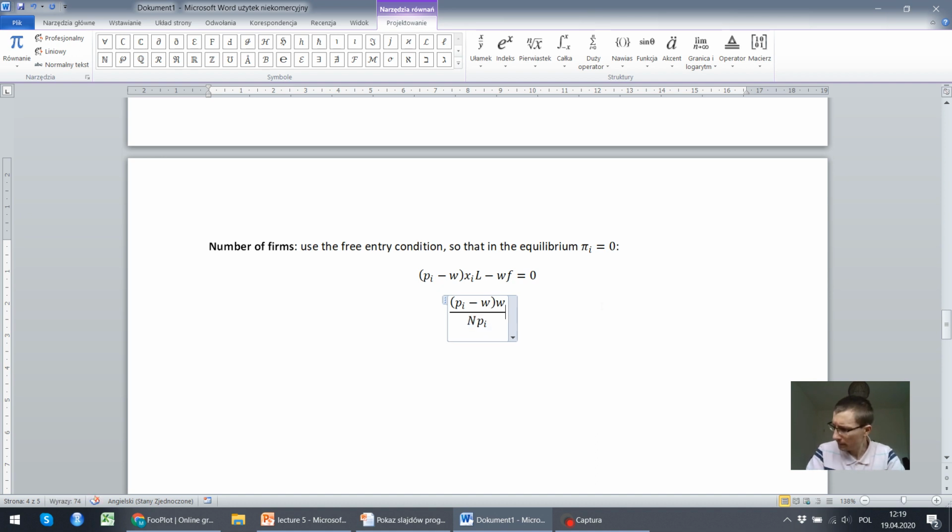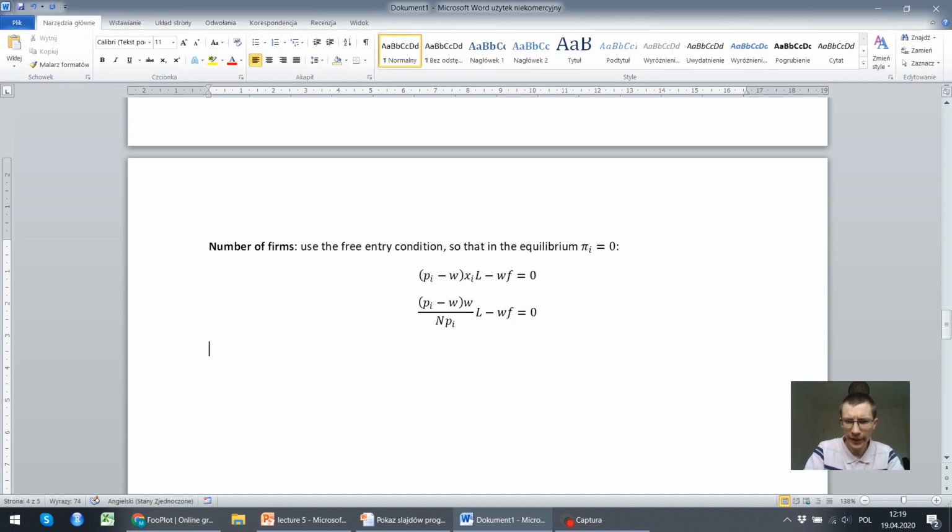All right, correct. Just checking this is correct. It looks that this is correct. Times L minus WF, and this is equal to 0. All right, what next?